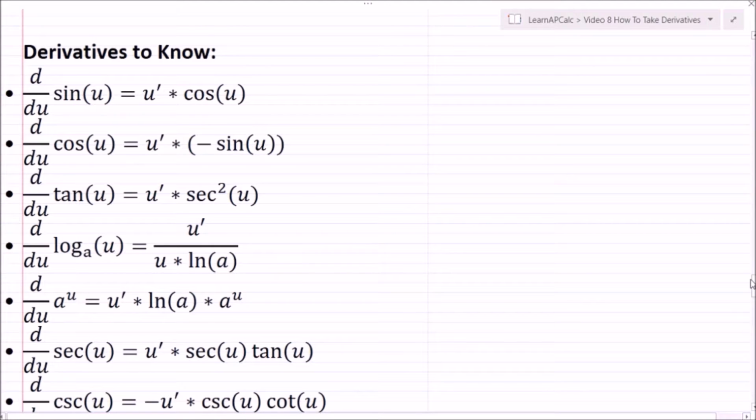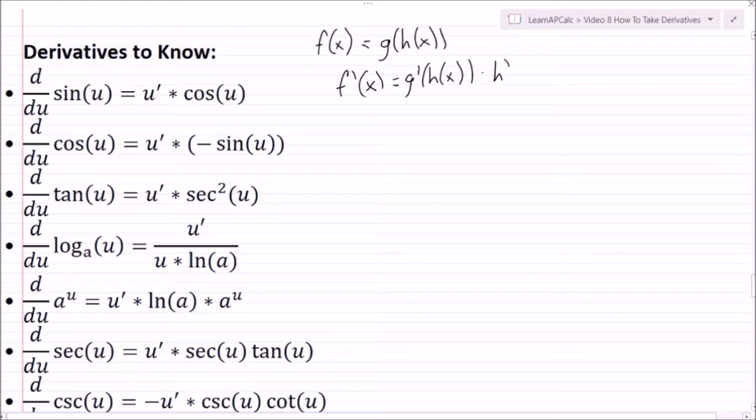Alright, so now let's talk about some derivatives you need to know. Note that these u's here are just some function. So this could be like x squared, or it could be sine of x, it can be anything. And in all these cases we're essentially multiplying by u prime as a result of the chain rule. So we remember that if f of x equals g of h of x, then f prime of x equals g prime of h of x times h prime of x. So this u prime is a result of this.